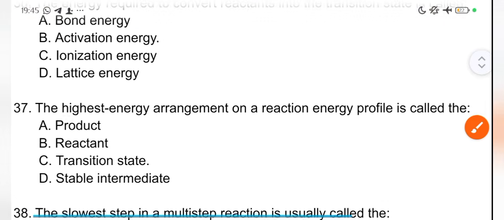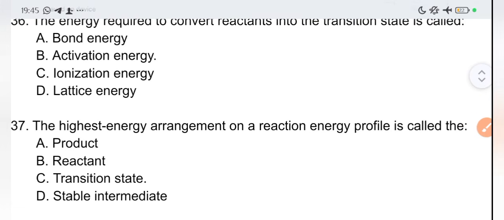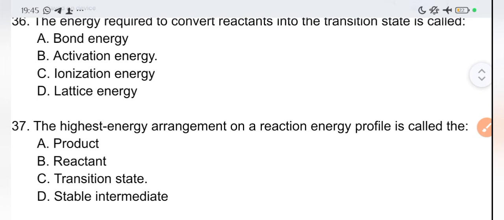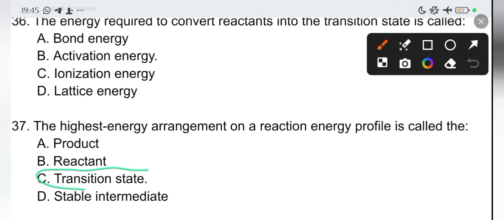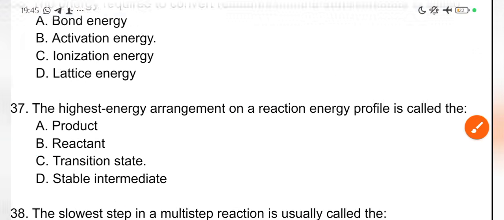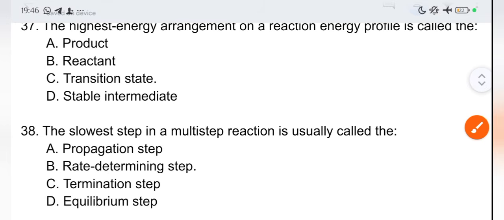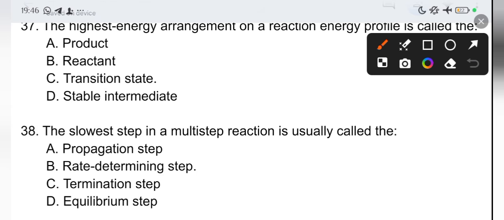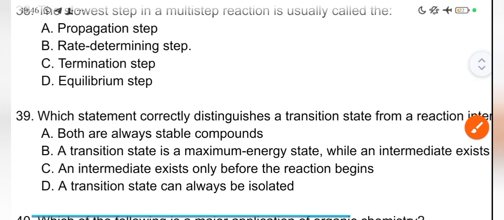The highest energy arrangement on a reaction energy profile is known as the transition state. That's the highest. So it goes like this and comes down again. This part here is the transition state. The slowest step in a multi-step reaction is called the rate determining step. That part that is slow is what determines the whole reaction. It determines the rate of the reaction.